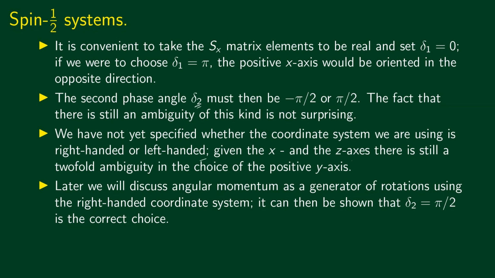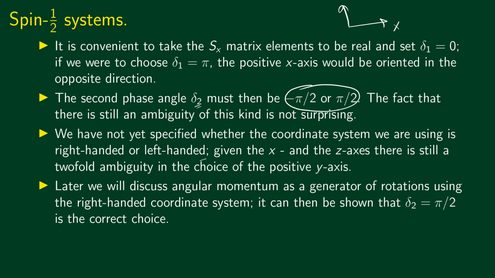So we have not yet specified whether the coordinate system we are using is right-handed or left-handed. Given the x and the z axis, there is still a twofold ambiguity in the choice of the positive y-axis. It's true, right? If I choose x and y here, I could choose the positive axis to this direction or to the other direction, right? So we'll see that this ambiguity actually boils down to the fact that you could either choose a left-handed or a right-handed coordinate system, okay?